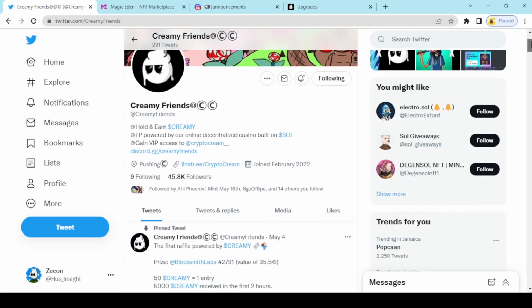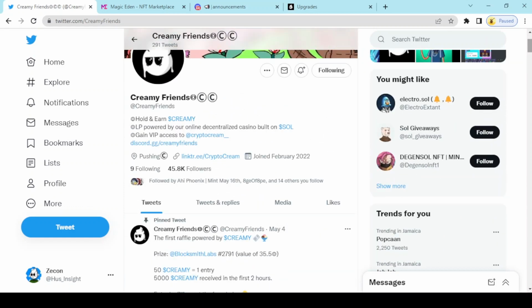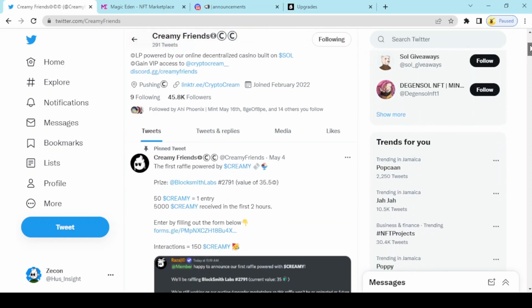Now, of course, utility does not matter unless the project has a strong community and team behind it. So for Creamy, I think they have one of the strongest communities out there. As for NFT teams, I usually do judge them very critically, but I can say that this team, they have done everything that they have promised. I see them working very hard behind the scenes, so I definitely can't complain there.